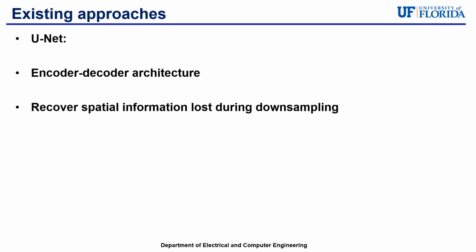It was introduced by Ronneberger in 2015. U-Net is an encoder-decoder architecture specifically designed for biomedical image segmentation. The model consists of a contracting path, which works as an encoder, and an expanding path, which works as a decoder, that are connected by skip connections, which help recover spatial information lost during downsampling. U-Net has been widely adopted and adapted for different applications, including semantic segmentation for urban scenes.